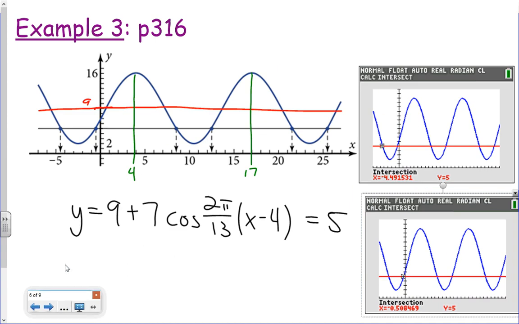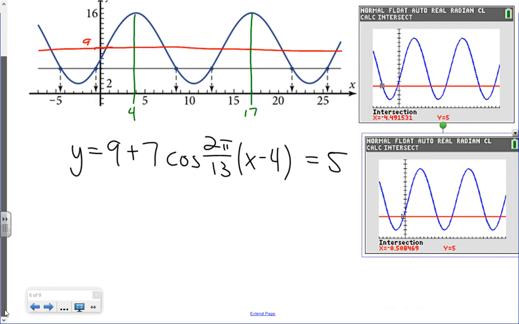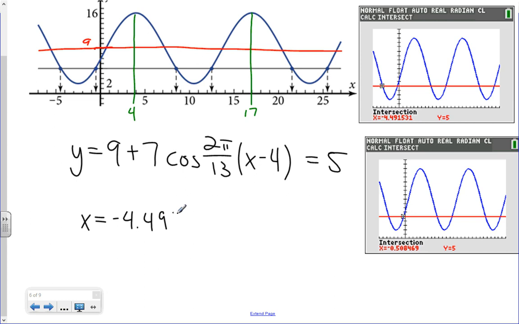All right, so our solutions that we've got here, we've got 2 of them. We found that x is equal to negative 4.492, I guess, if we round that, and negative 0.508 for the other solution.